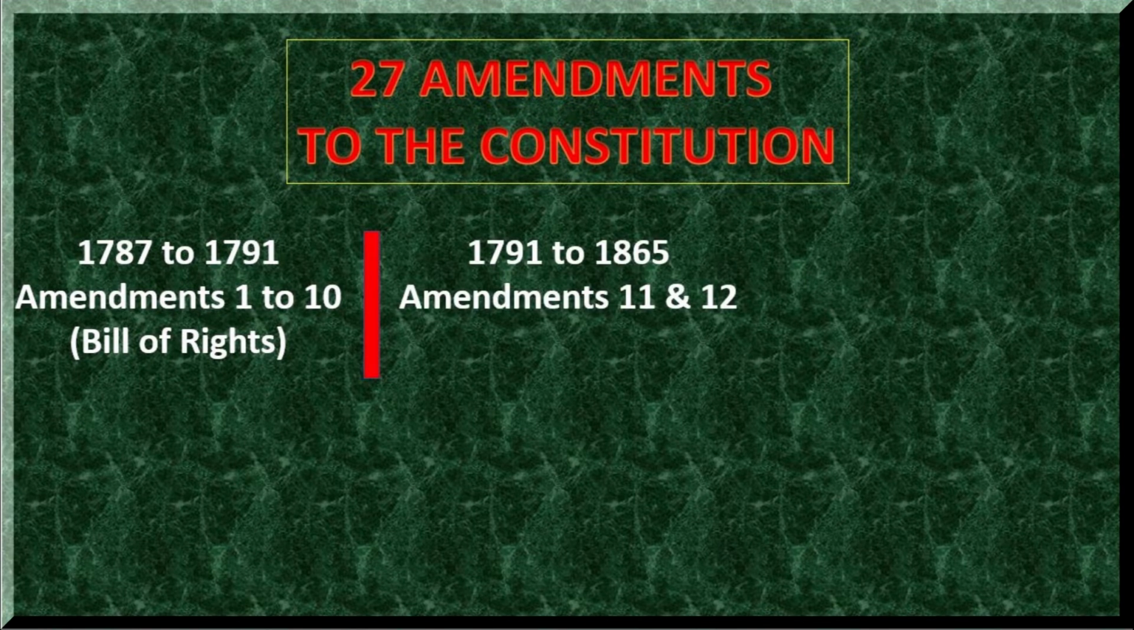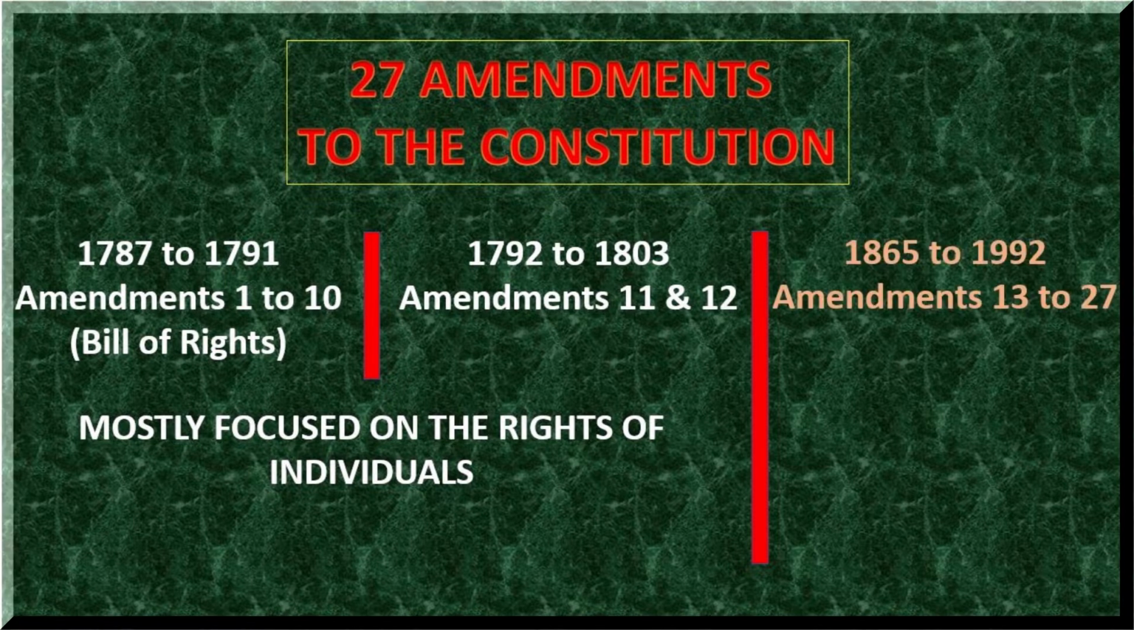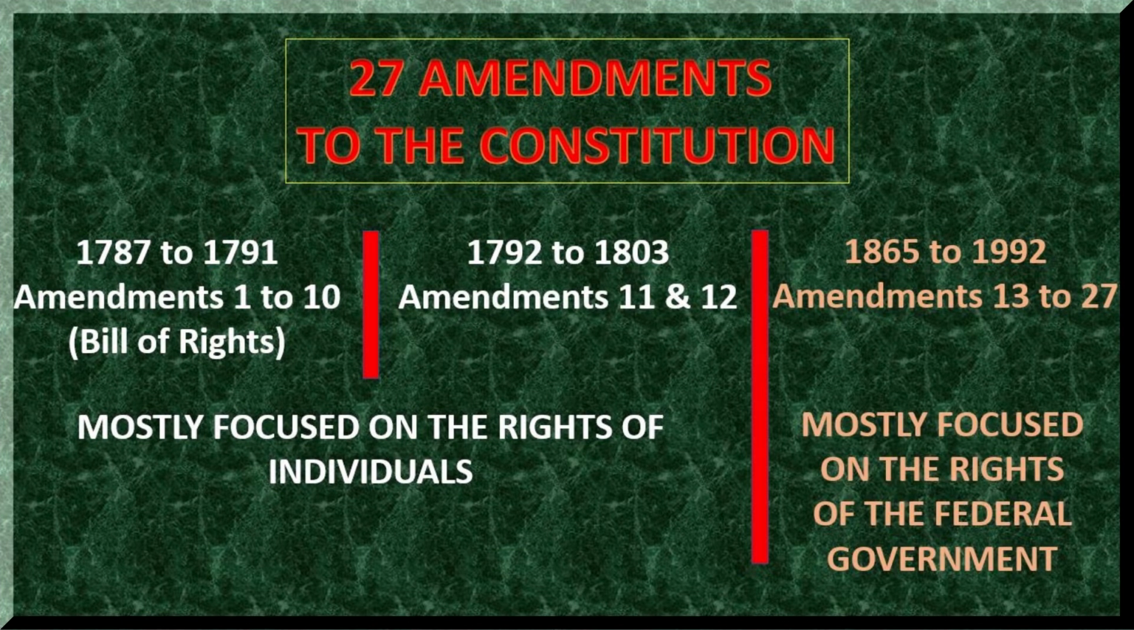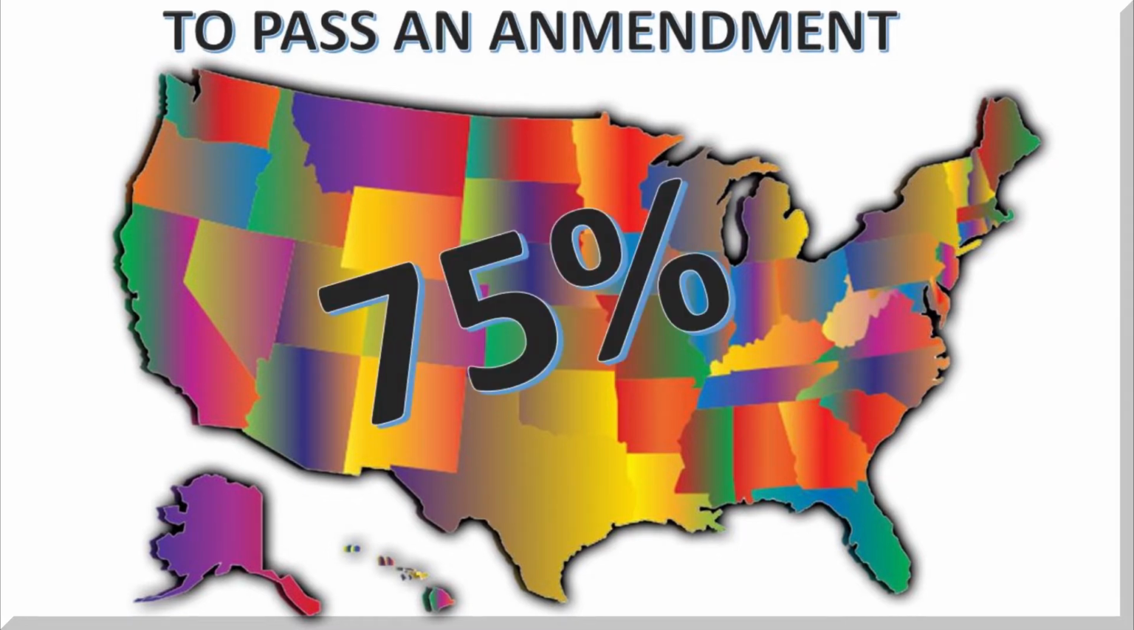From 1795 to 1865, only 2 amendments were passed. Broadly speaking, it can be inferred that the first 12 amendments were more focused on individual rights, while those that followed, fueled by the experience of the Civil War, focused more on the rights of the federal government. In total, 27 amendments have been made to the Constitution. To amend the Constitution, a majority vote must happen in both houses. Then 75% of the state legislatures must approve it.